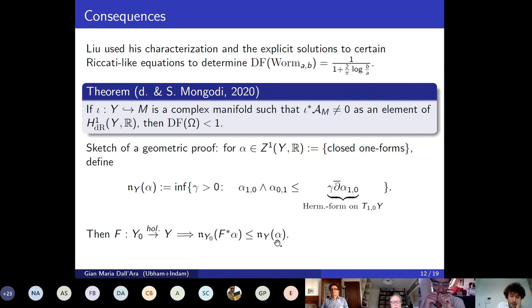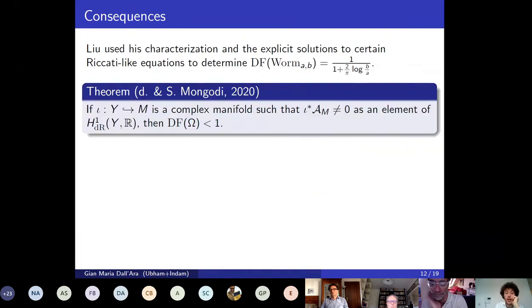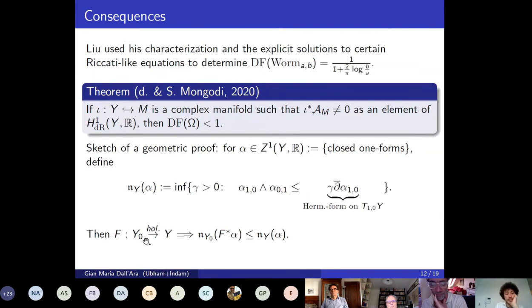What this means is that if I want to show that the norm, Gothic norm Y of alpha, is positive, which in terms, thanks to the theorem, let me show it again, is what I need to see to conclude that the Diederich-Fornaess index of omega is strictly less than 1, then what I want to prove is that there is at least a complex manifold Y0 and a holomorphic mapping with the property that this quantity is positive.